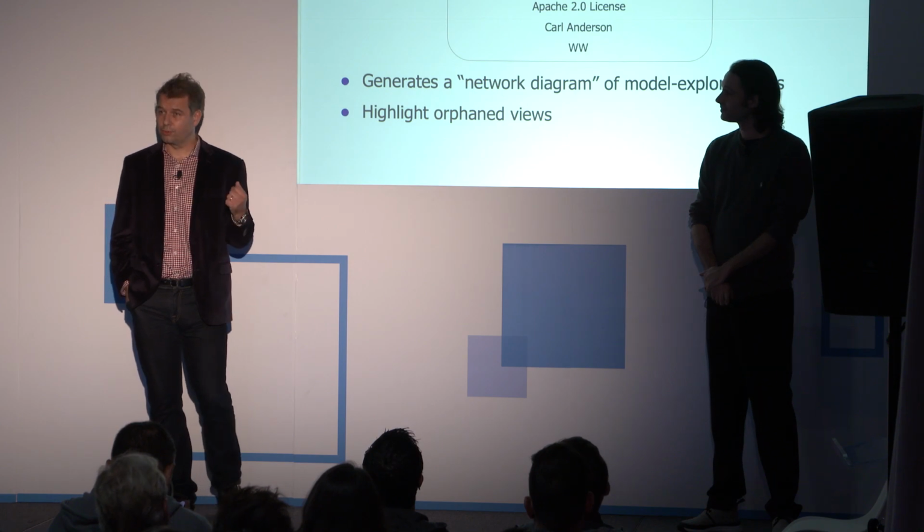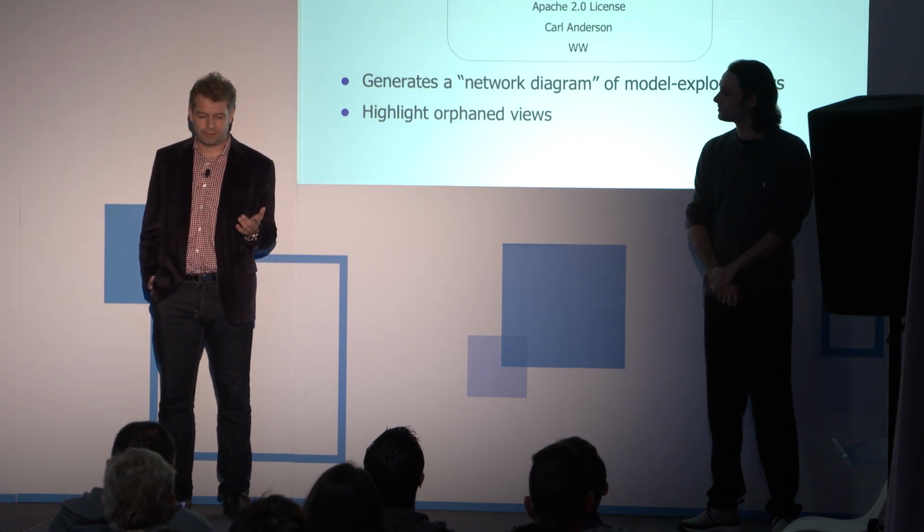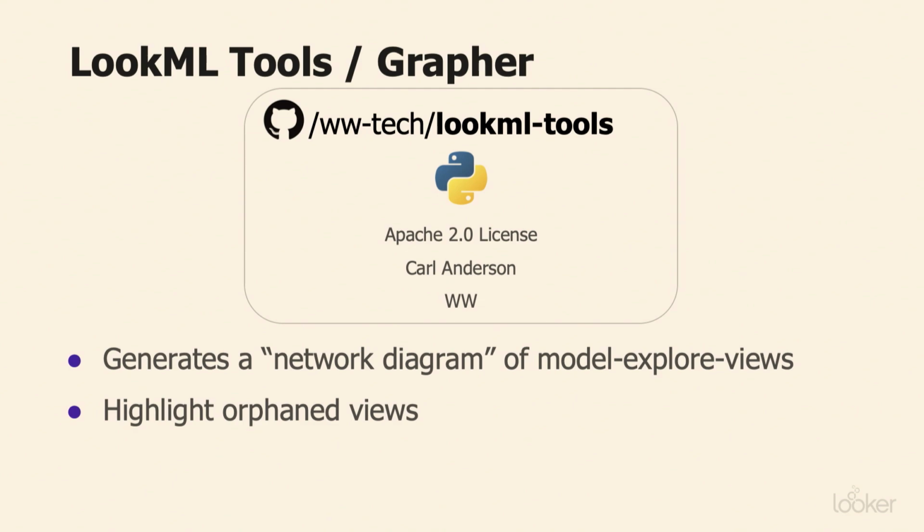So this is LookML tools again. This is the second component, which is a grapher. It creates a network diagram that shows you the relationship between models, explores, and views. This is best explained with an example on the next slide.